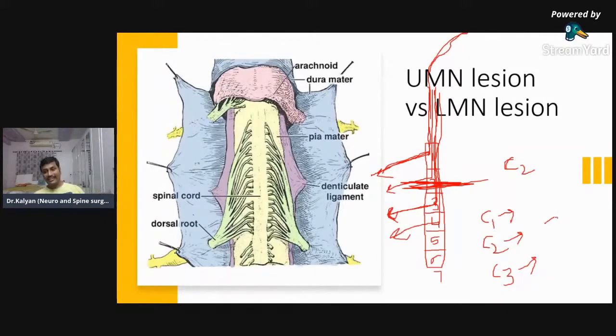So what clinical features can you see at C4? Everything is same: C3, C4, C5, C6, C7, D1, D2. Everyone will have weakness. The weakness will be on the ipsilateral side of the lesion, and the weakness will be UMN kind of lesion. Only at the C2 segment, LMN kind of lesion is seen.